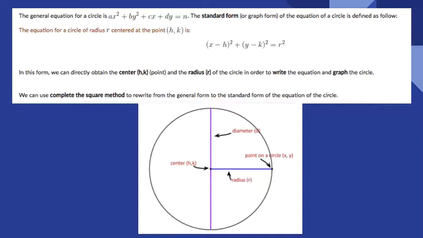The general equation for a circle is Ax squared plus By squared plus Cx plus Dy equals some number n. The standard form of a circle can be used to graph the circle directly. So we have to rewrite the general equation into the standard form that you see here, which is the quantity (x minus h) squared plus the quantity (y minus k) squared equals some number, radius squared.